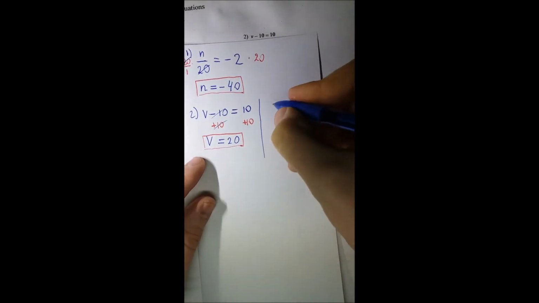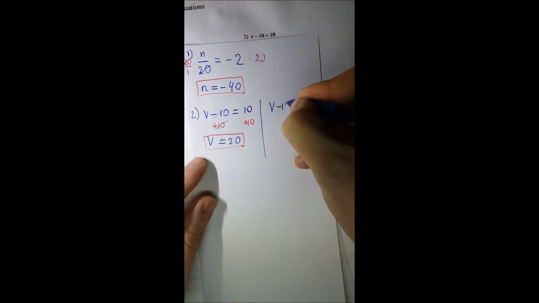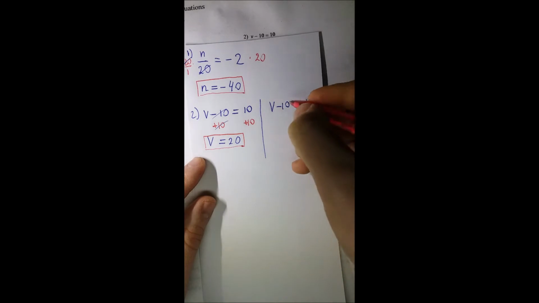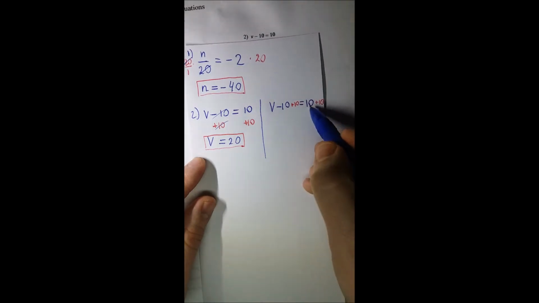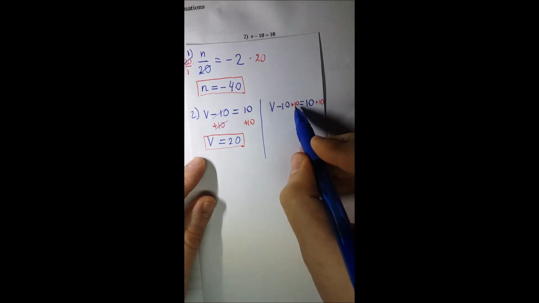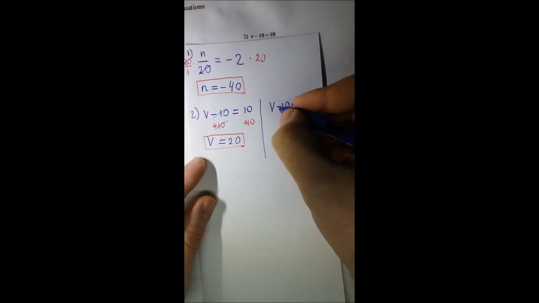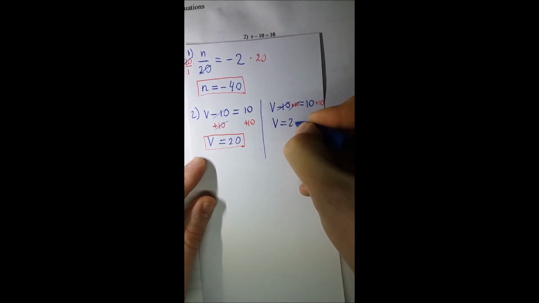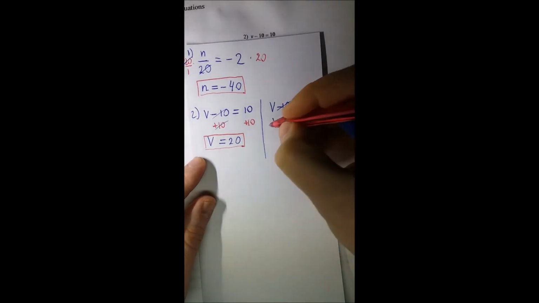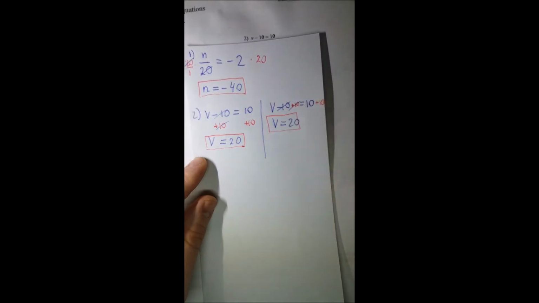Option 2 here is V minus 10, and I'm going to leave some space, equals 10. And what I do is I add 10 to both sides, so you can kind of see it's all written in one line. If V minus 10 equals 10, now it's V minus 10 plus 10 equals 10 plus 10. Same thing, minus 10 and plus 10 cancel each other out. V equals 10 plus 10, which is 20. Whichever way you want to write it is fine.